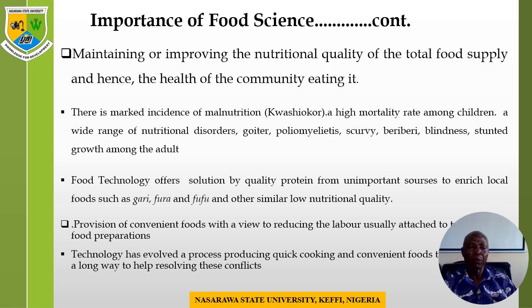Lastly, another importance of food science is the provision of convenient food with a view of reducing the labor usually attached to food preparation. In the time before, with the issue of food, you had to start from the raw food, go through the long process of peeling, making firewood, and then prepare the food. All those things made it inconvenient. In this era where the husband and the wife go out for work to make money, and come back late, how will they eat?